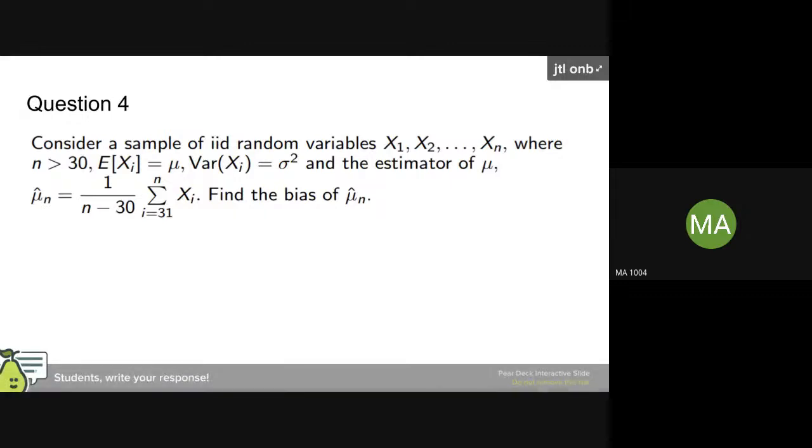Okay, again recall what bias is. Bias is basically the error between the parameter estimator mu n hat and the mu parameter. So will the answer come in terms of mu and n, sir, or numbers? It will be numbers only.